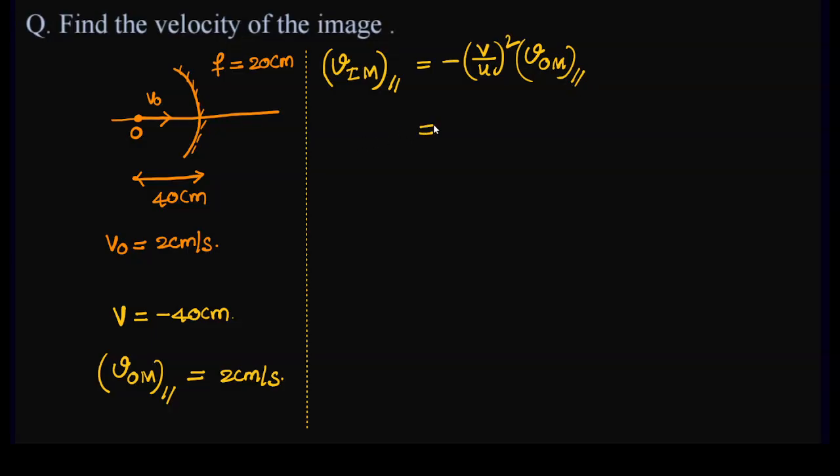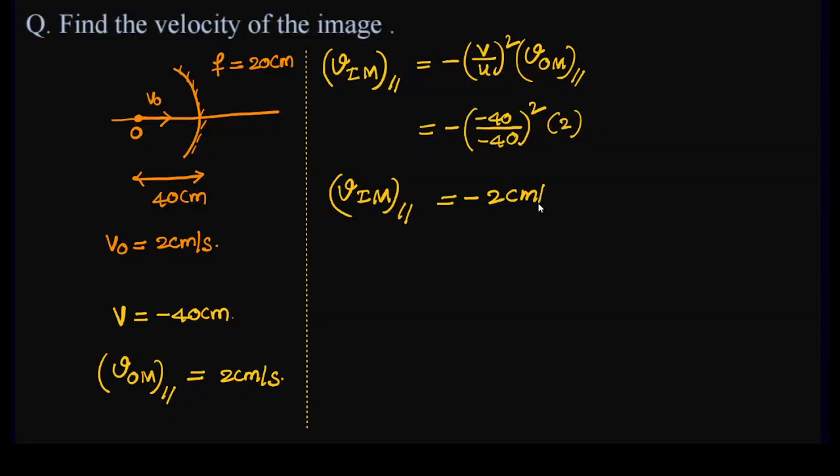So we can find out this value, the v value. The v value is minus 40, and the u value, how much? The u value is also minus 40 only. Whole square, which is equal to what, tell me now? 2. So finally we'll get the velocity of image with respect to the mirror in parallel, which will be equal to minus 2 centimeters per second.